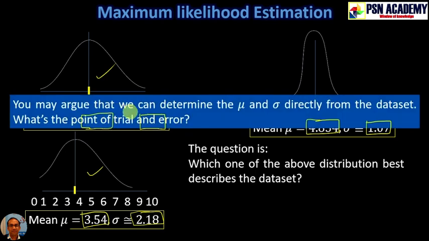So you may argue that we can determine this mu and the sigma directly from the dataset. That means you add the values of data points and you divide that summation by the number of data points and you get the mu. Also, you can get the sigma by calculating the deviations between the data points and the mean. So what's the point of this trial and error business?